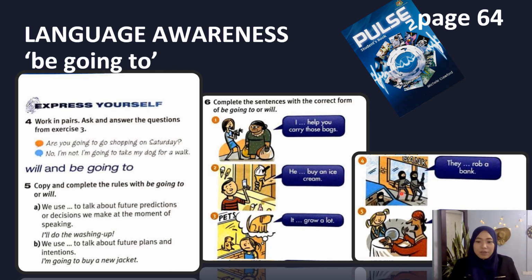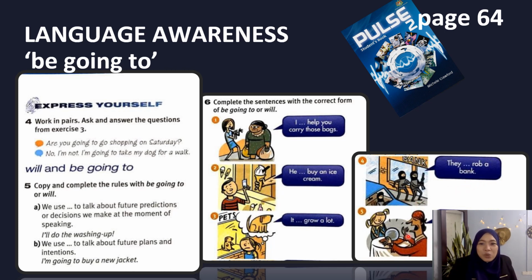Okay, number 5. They, look at them. Plan. The robbers, of course they plan, right? They need to know where to rob. They need to know how many people they need. Okay, so it is a plan one. You use be going to. They are going to rob a bank. So do you see the difference now?